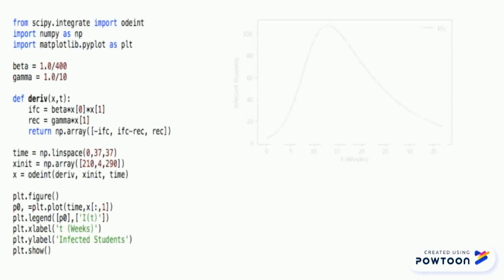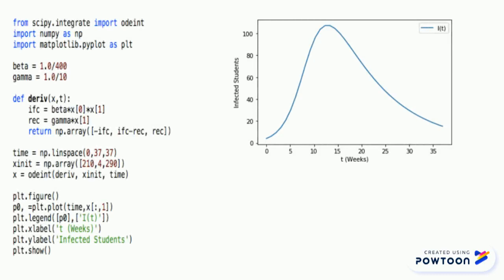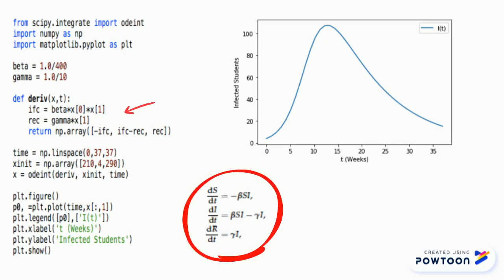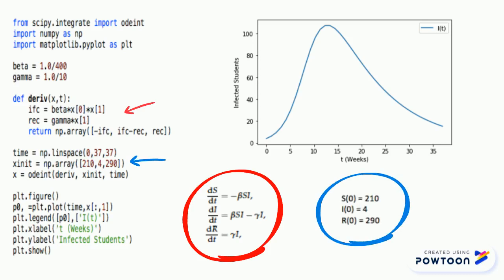I have created a Python code to implement the SIR model and find a best fit for the data. The rates beta and gamma were a result of trial and error while finding the best fit. The deriv function directly corresponds to the differential equations of the SIR model, where x0 is the initial susceptibles and x1 is the initial infected population. The x-initial array directly corresponds to the initial susceptible, infected, and recovered populations. The 290 initial recovered students comes from the 58% of vaccinated students. As you can see, this graph is a pretty good fit for the previous one.